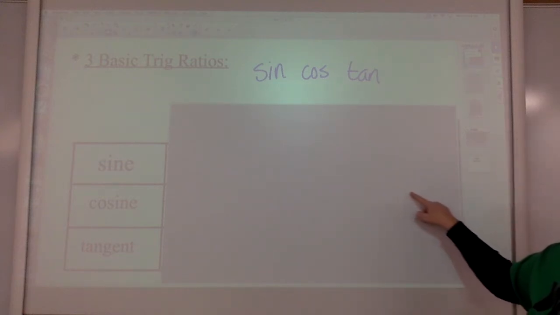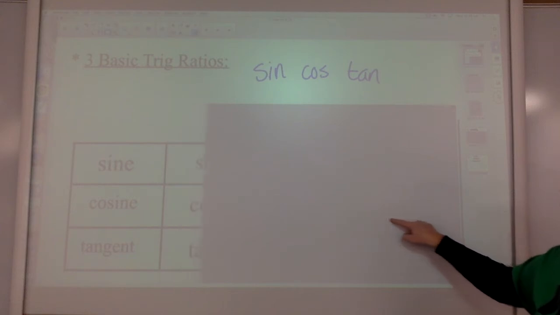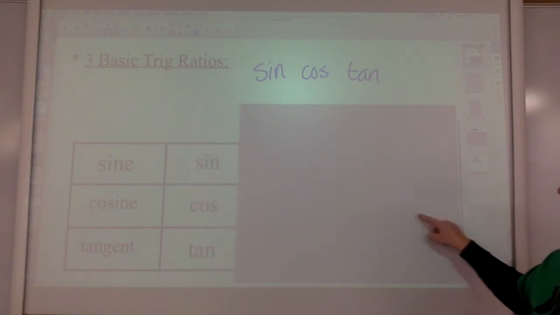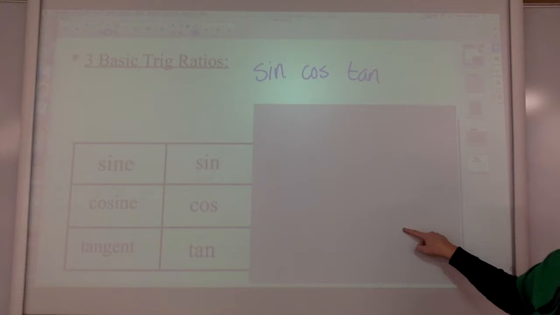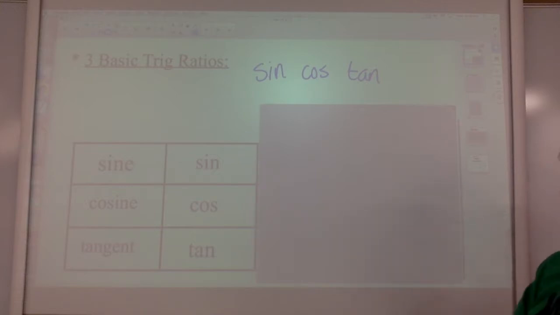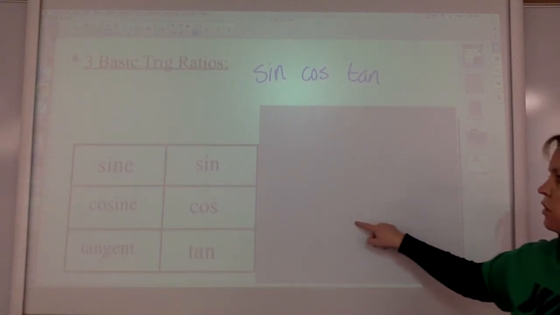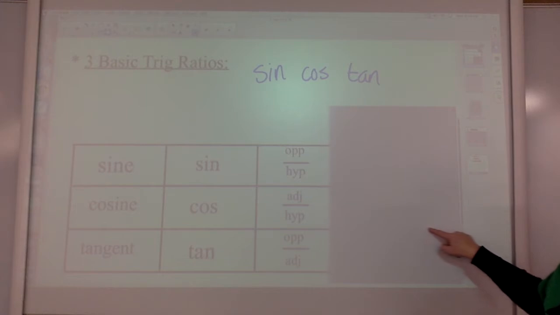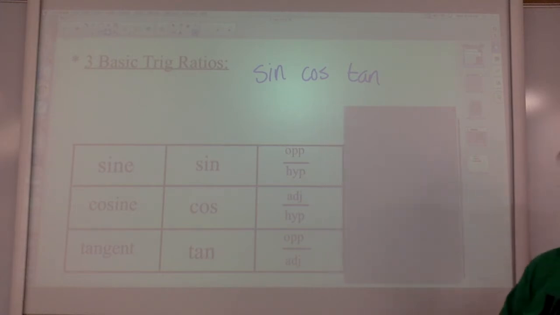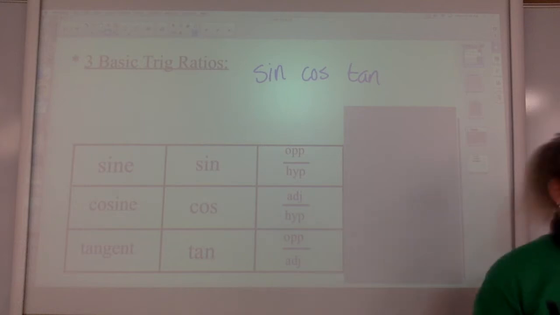Since they're ratios, yes, they're going to be fractions. Sine abbreviation is SIN. Cosine COS, tangent TAN. Notice I didn't even say it. I couldn't say it. I had to spell it. SIN COS TAN is their abbreviation. And here is their fraction or their ratio. Write it down as is. OPP over HYP, ADJ over HYP, and OPP over ADJ. Write those down. Spell them correctly.